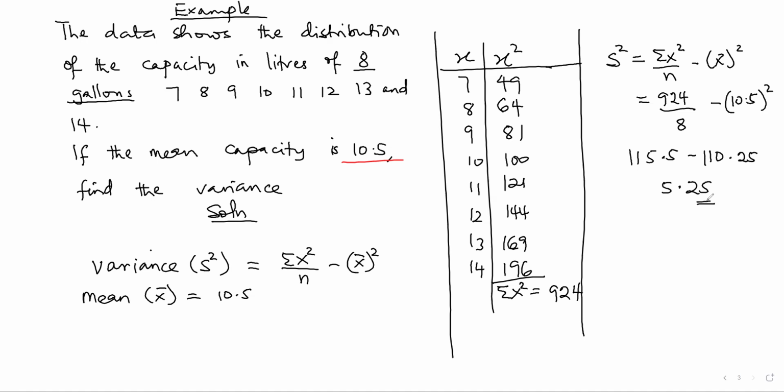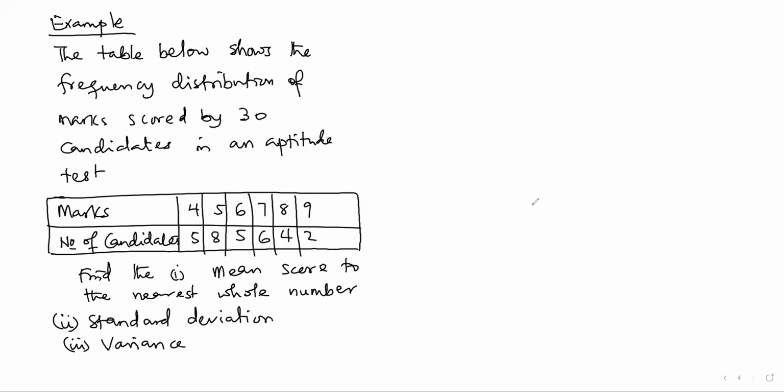All right. So let's take another question. There's another question before us. The table below shows the frequency distribution of marks scored by 30 candidates in an aptitude test. This is a data set. We have to find the mean, the standard deviation, and the variance.